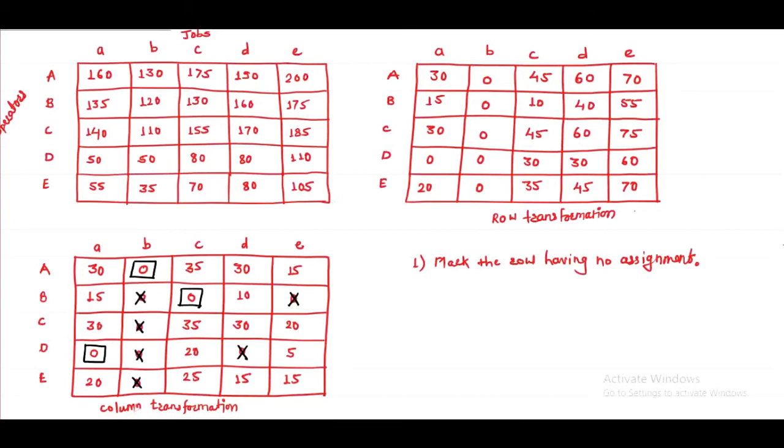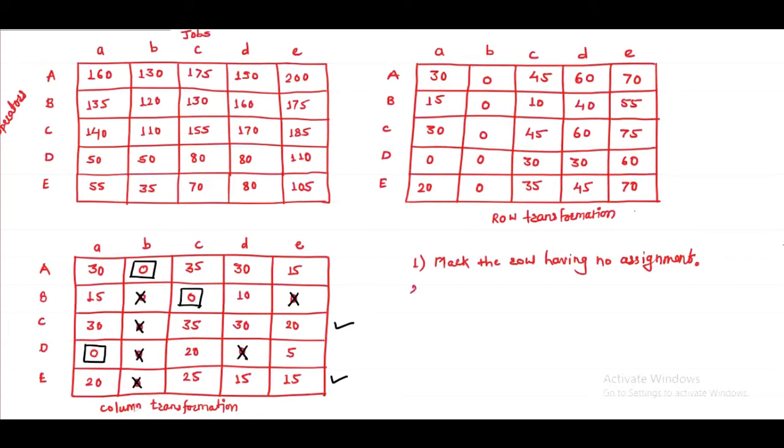So if we consider this matrix, how many assignments are there? Only 3 assignments there, in the first row, second row and in the fourth row. Now the first step is mark the row having no assignment. So in the third row and fifth row no assignment is there.